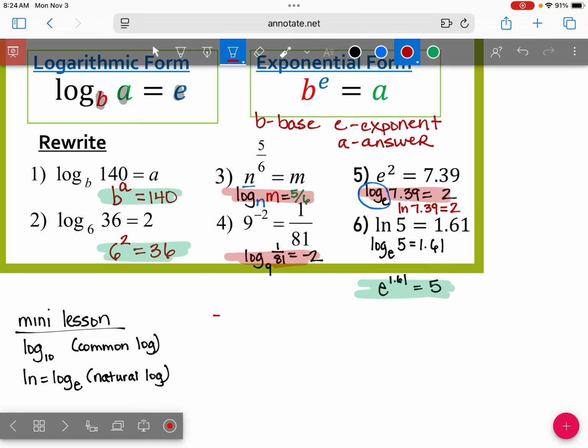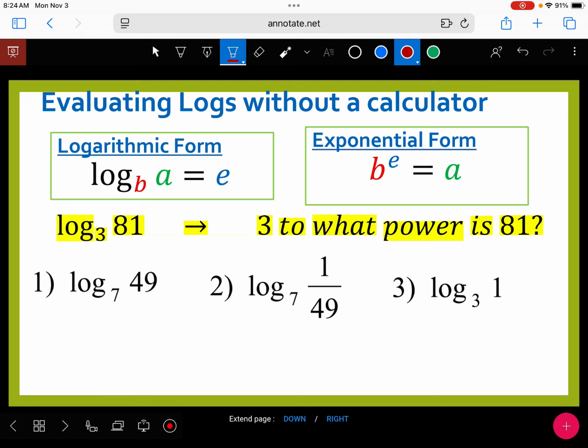All right, so now let's go ahead. I'm going to give you a couple minutes. You've already written this down. You should already have this down. Now go ahead and write this down, and we're going to practice evaluating. Evaluating is figuring out what the power is.